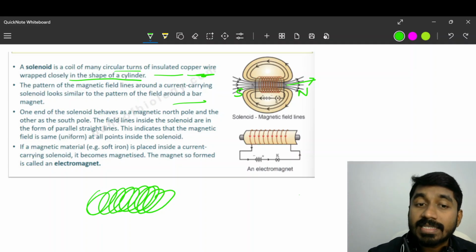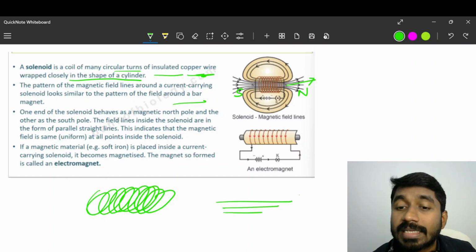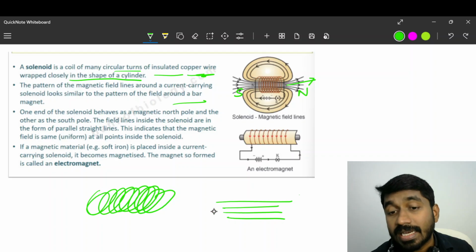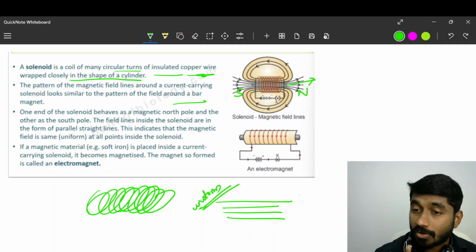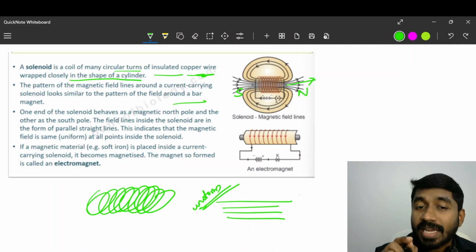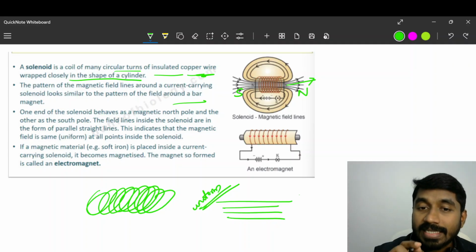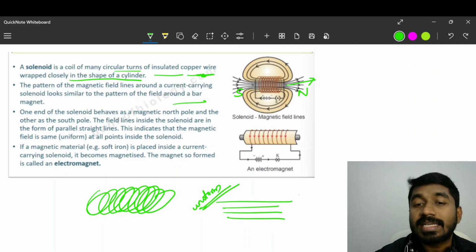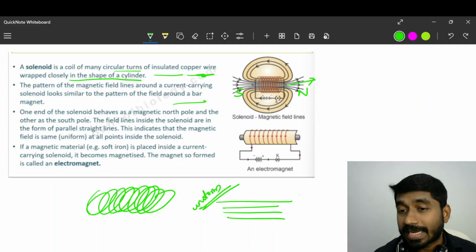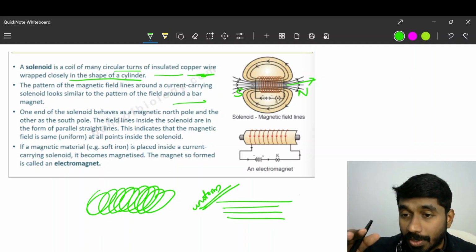The field lines inside the solenoid are in the form of parallel straight lines. It is a common question asked: the magnetic field lines inside are parallel straight lines and it is uniform. It says that the magnetic field at the center of a solenoid is uniform. Understood. So it indicates that the field is uniform at all points inside the solenoid. And if a magnetic material is placed inside a current carrying solenoid, it becomes magnetized.